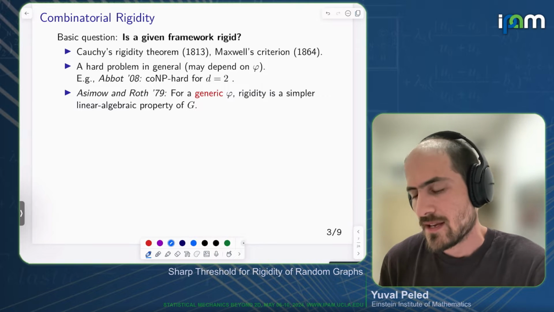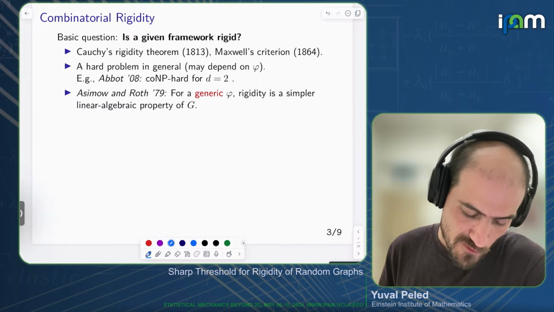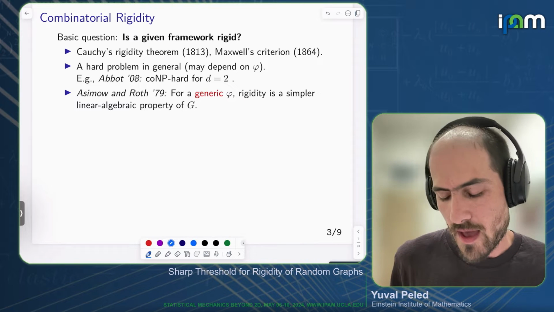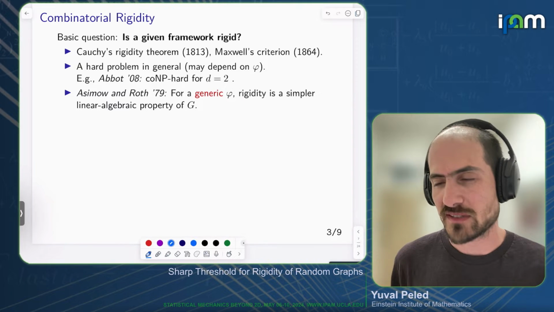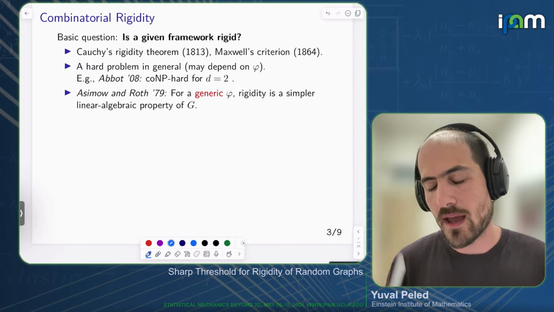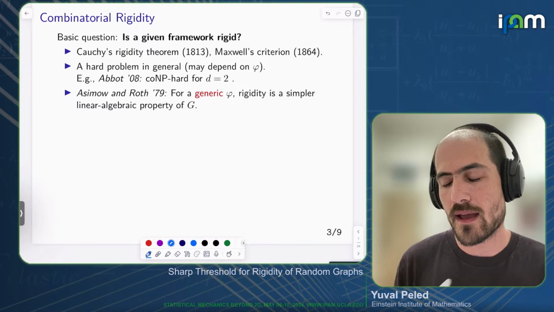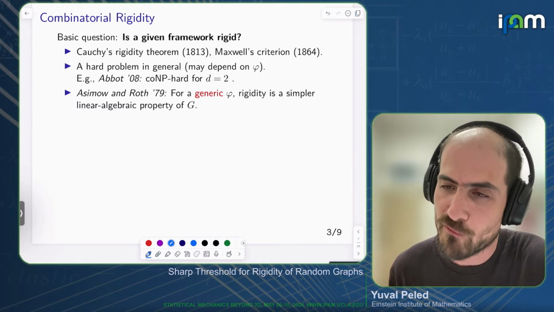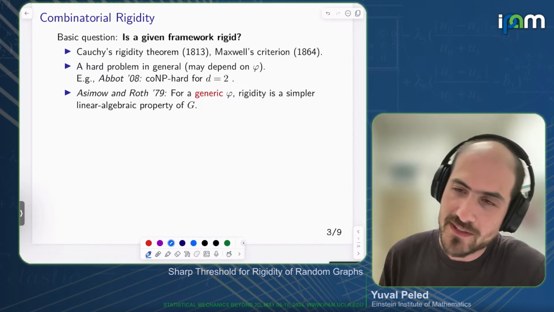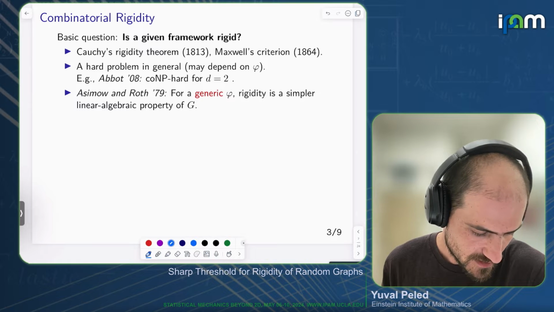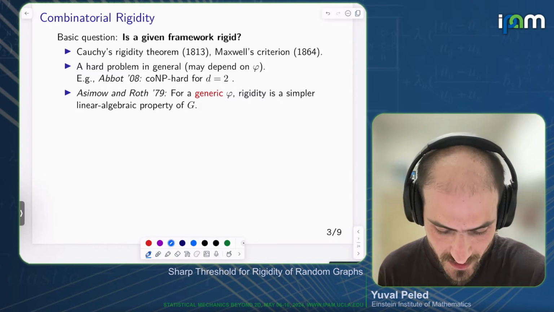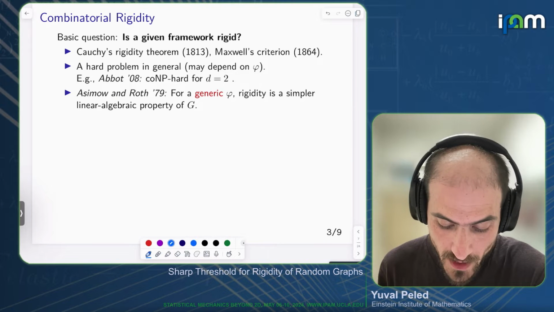So in mathematics, the very famous Cauchy's rigidity theorem talks about the rigidity in R3 of convex polytopes, and actually its proof appears in the Proofs from the Book. It is a very nice proof.